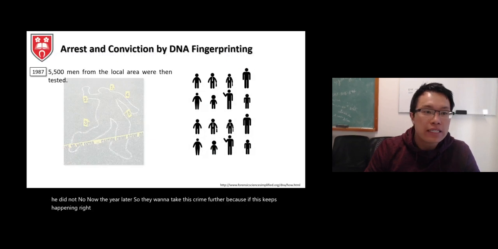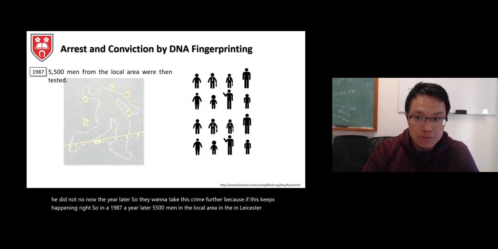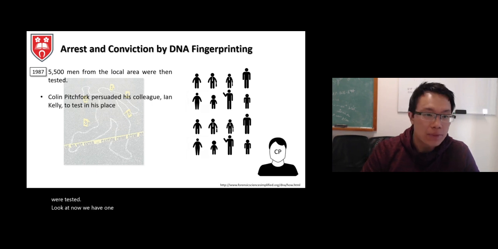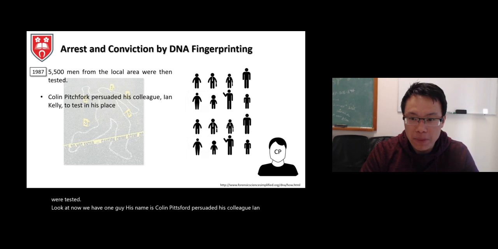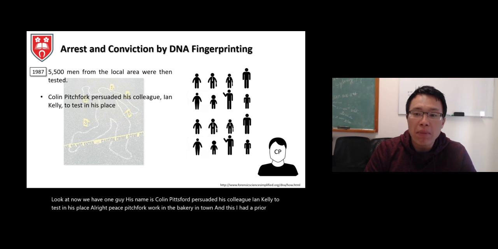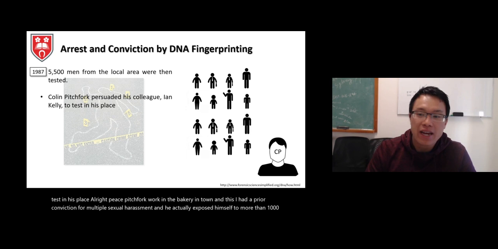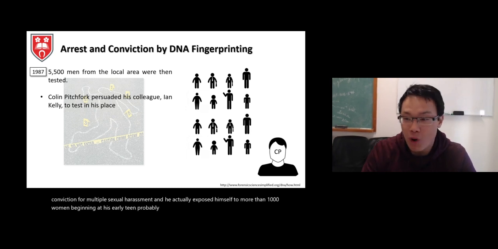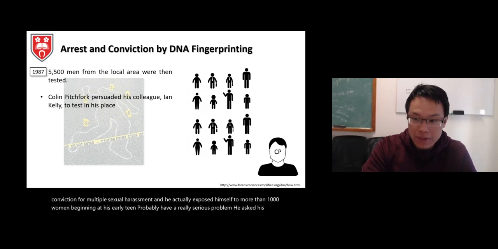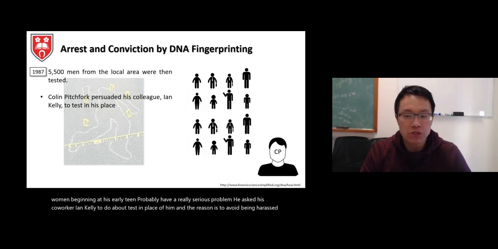A year later, in 1987, they wanted to take this further because the crimes kept happening. 5,500 men in the local area in Leicester were tested. Now one guy, Colin Pitchfork, persuaded his colleague Ian Kelly to test in his place. Pitchfork worked in a bakery in town and had a prior conviction for multiple sexual harassment offenses. He had exposed himself to more than 1,000 women beginning in his early teens. He probably has a really serious problem. He asked his co-worker Ian Kelly to do the blood test in his place to avoid being harassed by police due to his past.